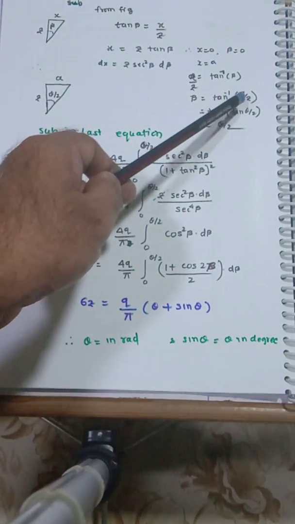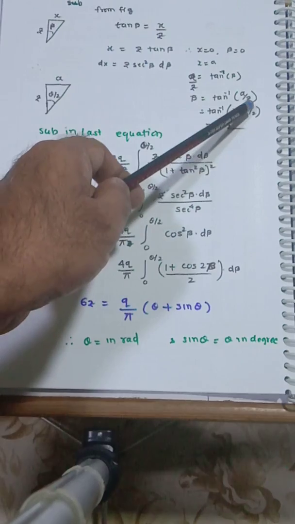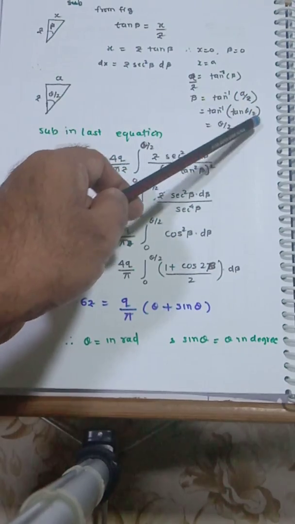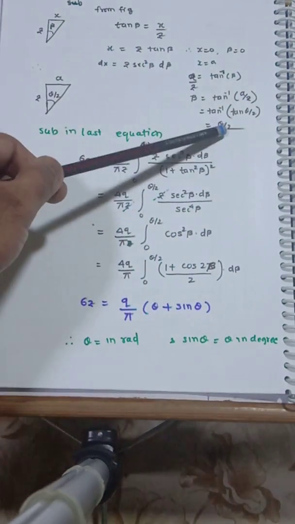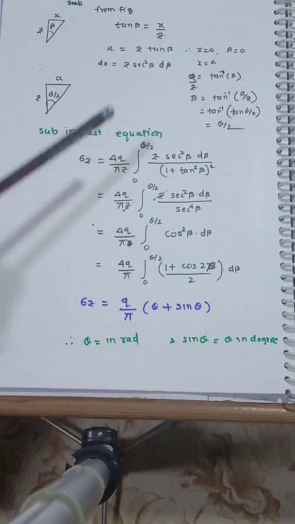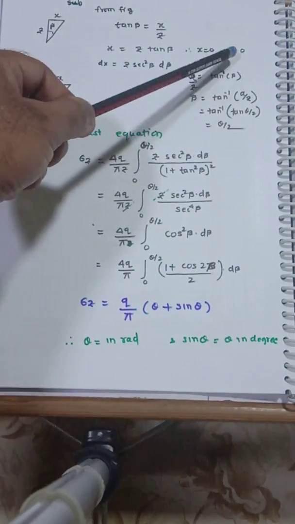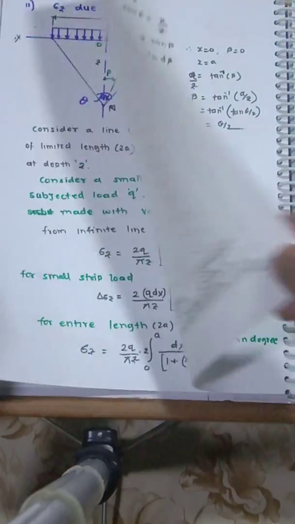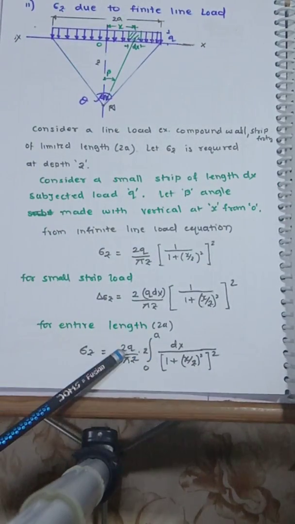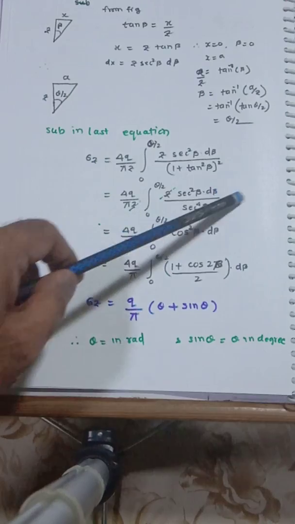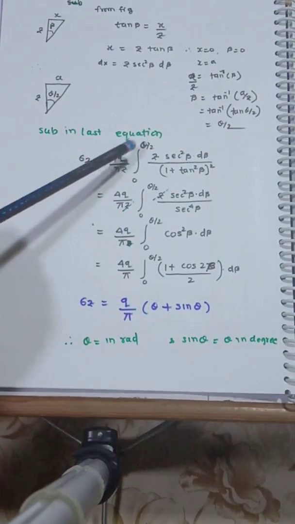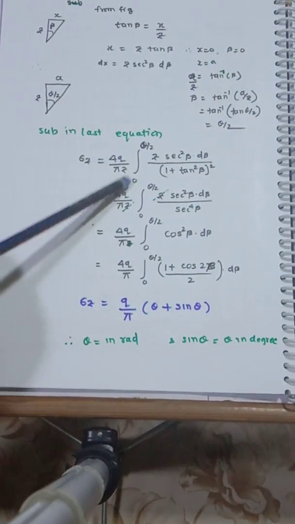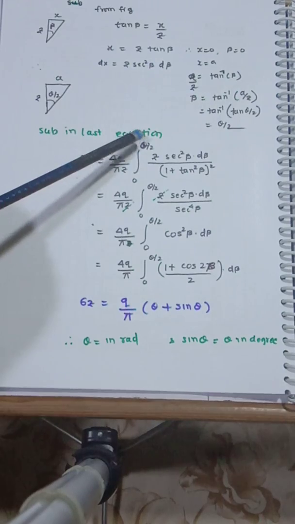So tan inverse of a by z is nothing but a tan theta by 2. So finally it is theta by 2. So the limits are 0 to theta by 2. And now you see in the earlier one, this 2 and 2 become 4. So therefore it is 4 times q upon pi z with the limit 0 to theta by 2.